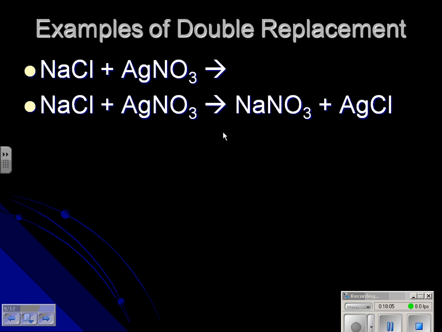Again, make sure the metals are listed first in your compounds. And that one is already balanced. Okay, so that is one example of a double replacement reaction.